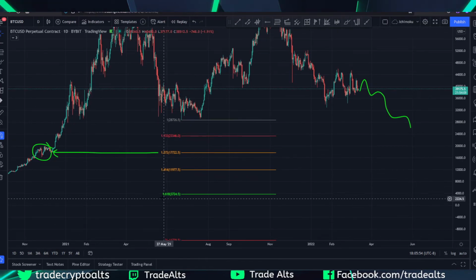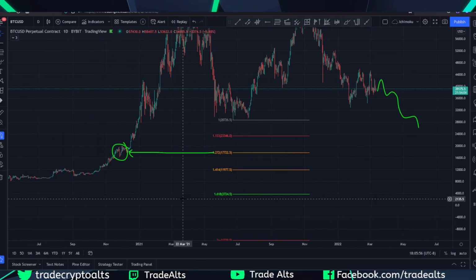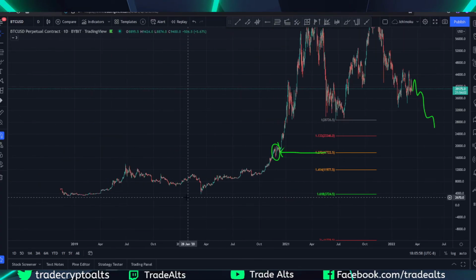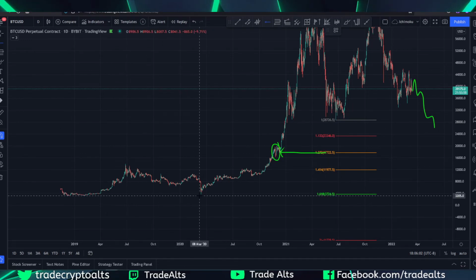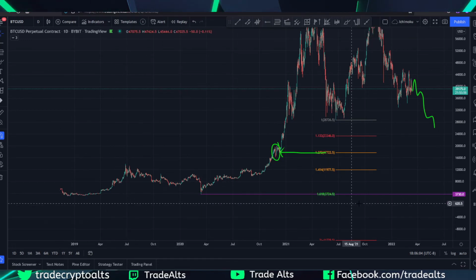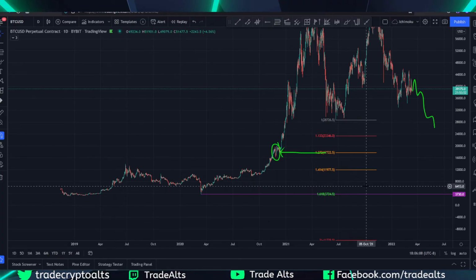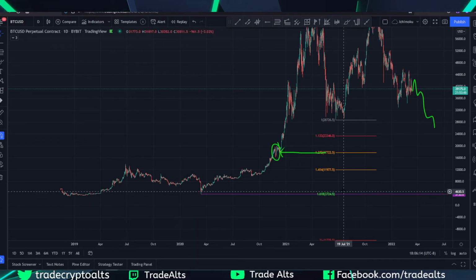Your 1.618 is back at 3,700. But what's interesting, that's the low. Look, that is right back here at this low. So it's interesting how that lines up. Now, do I think Bitcoin is going back to 3,000? No, I do not think so. But it's just interesting to me how this expansion puts you right back at this massive critical level back in 2020.